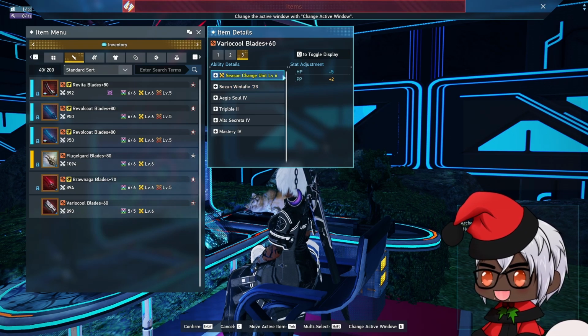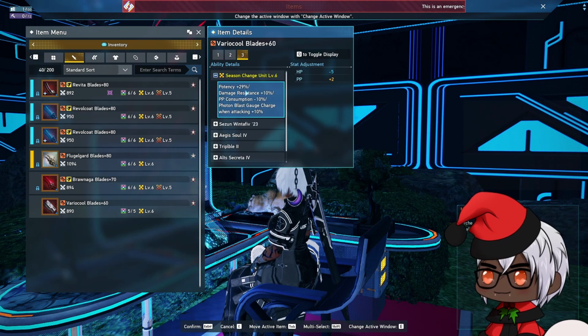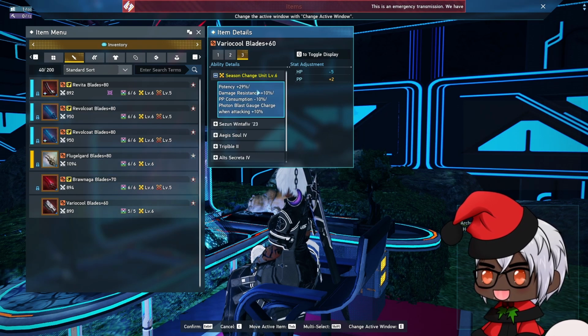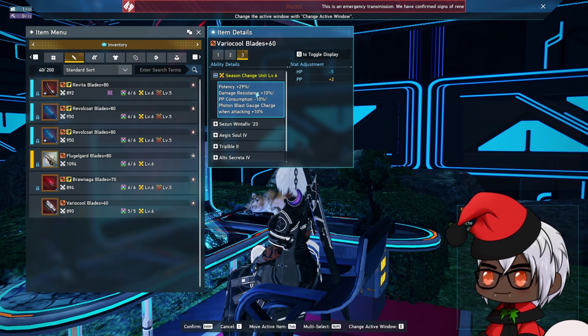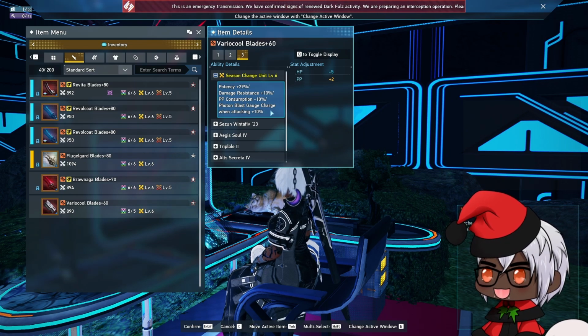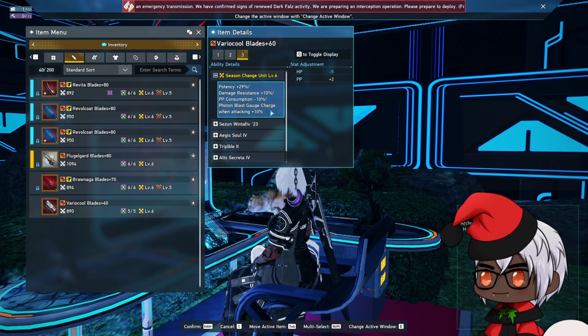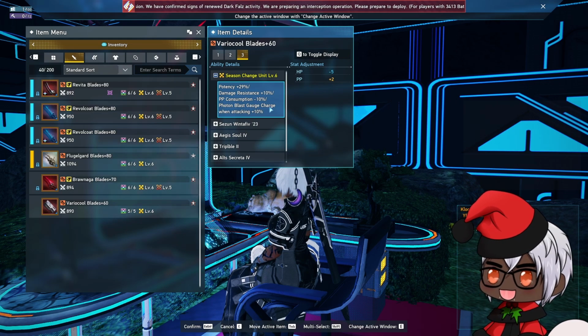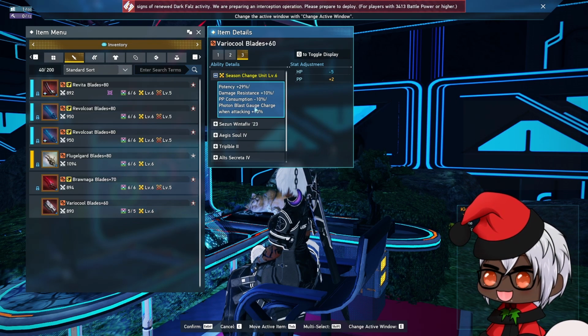However, the potential this time around has changed. The potential is 29% potency, which is solid, but it's also now damage resistance plus 10%, PP cost consumption minus 10%, and photon blast gauge charge plus 10% when attacking. Kind of bad. I'll show you why comparatively in just a moment here. So this is kind of crap.